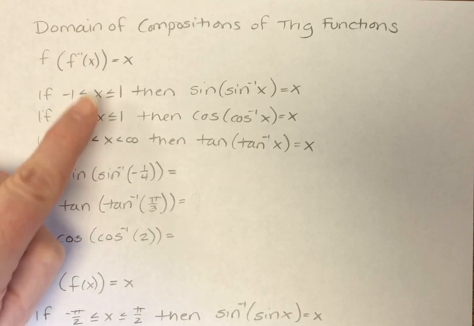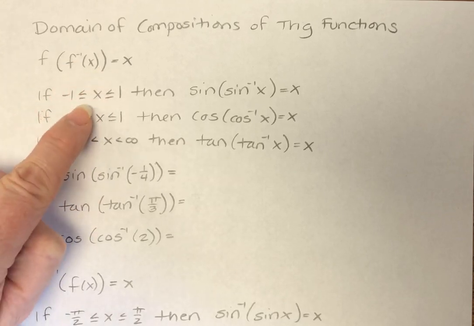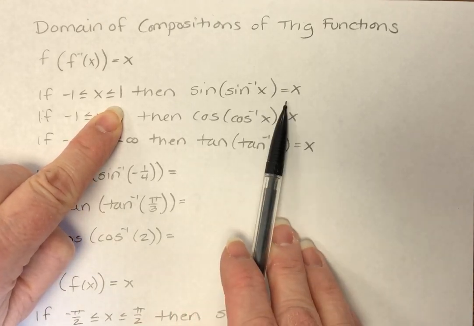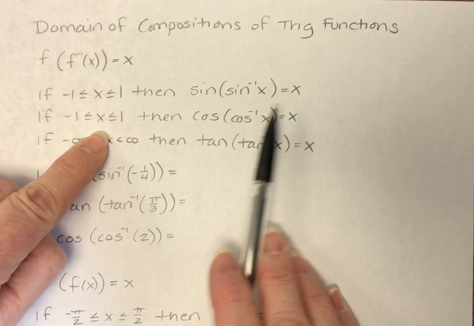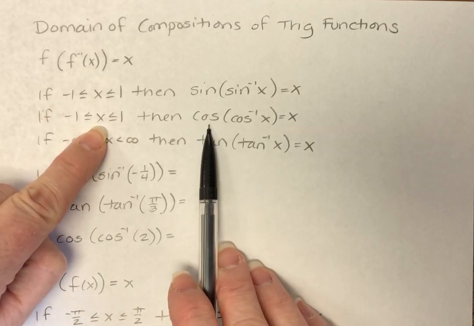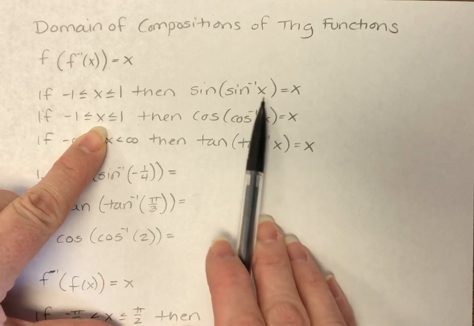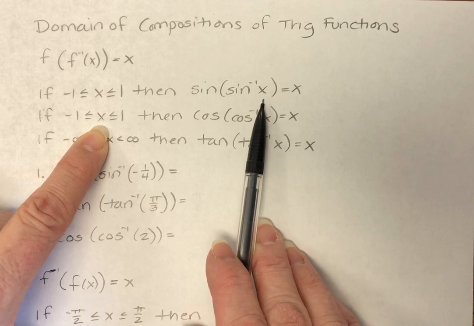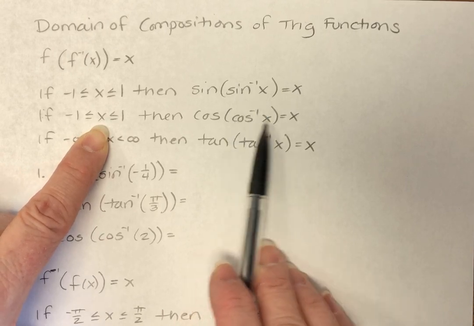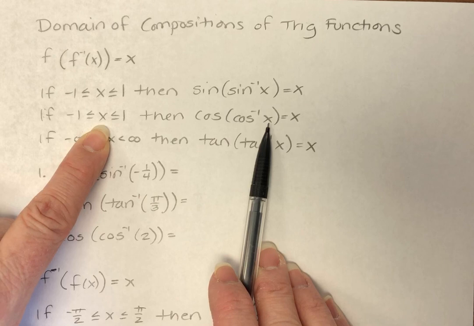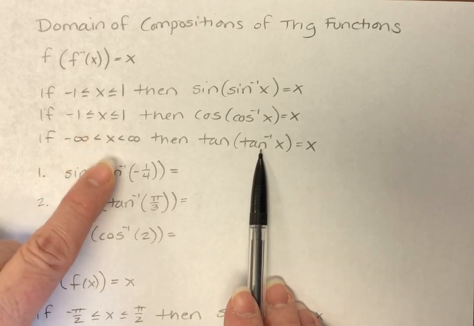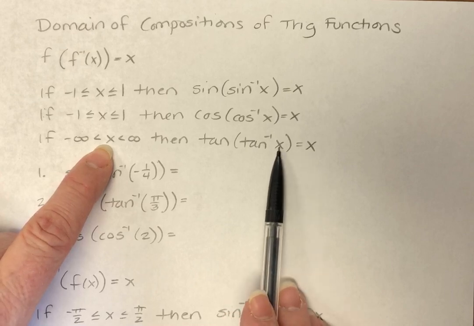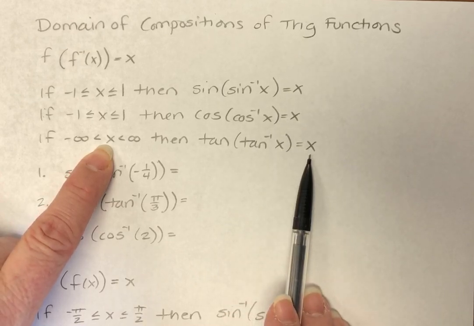So if this value here is between -1 and 1, then if you take the sine of the inverse sine, you just get plain old x. If this is between -1 and 1, cosine of inverse cosine is x. And this falls back on what we talked about previously, where in order to have inverse sine and inverse cosine, this has to be between -1 and 1. Same thing for inverse tangent. The domain for that is all real numbers, and so whatever is inside here, you end up getting just x.